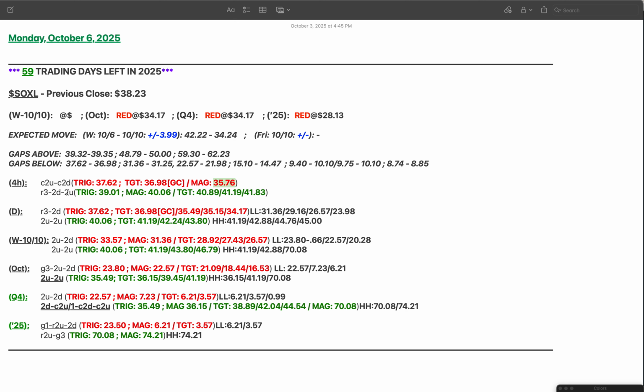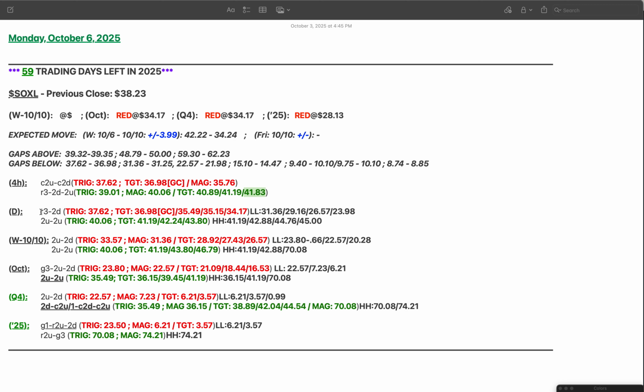All right. If we get the price action to the upside, that triggers the 3, 2 down, 2 up. That triggers at 39.01 with a magnitude of 40.06, an extended target of 40.89, 41.19, which is that magic number we've talked about previously. If you were not familiar with it, you'll be familiar with it by the end of this video. 41.19, and then the further extended target of 41.83.